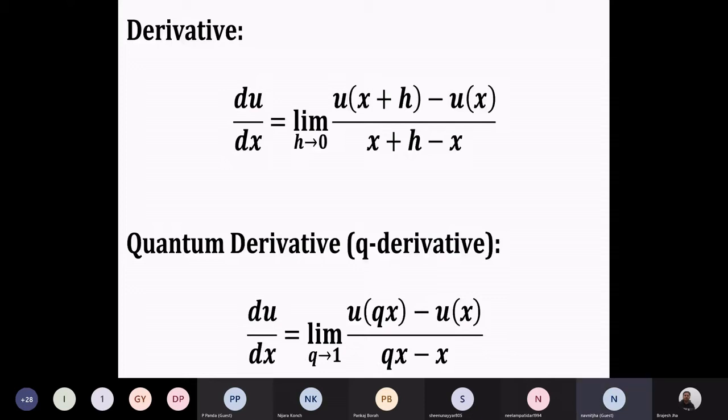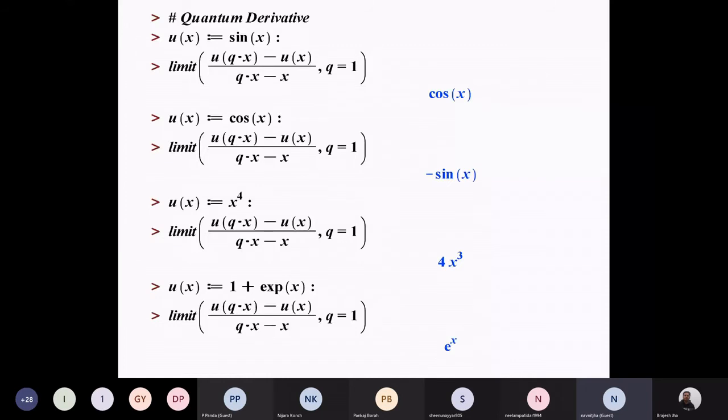Next, just as an illustrative purpose, I took u of x is sine x and calculated limit q goes to 1, u of qx minus u of x by q into x. It is cos x. For cos x, it is minus sine x. X raised to the power 4 gives 4x cube. By the other formula of derivative, you have got the same result which you are familiar with.